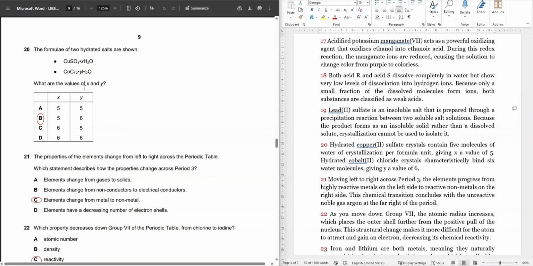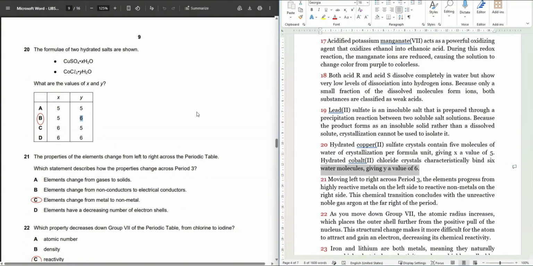So, what are the values of X and Y? Our answer choice is B, where X is 5 and Y is 6. The explanation is that hydrated copper(II) sulfate crystals contain 5 molecules of water of crystallization per formula unit, giving X a value of 5. Hydrated cobalt(II) chloride crystals characteristically bind 6 water molecules, giving Y a value of 6.